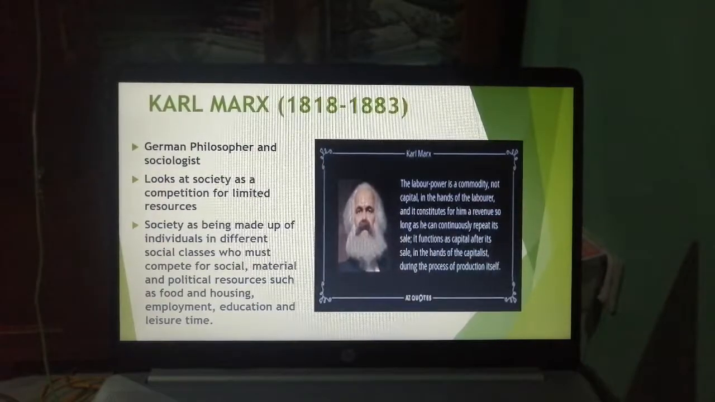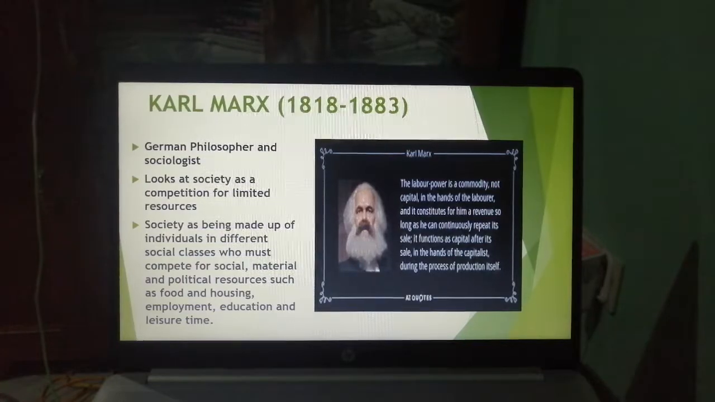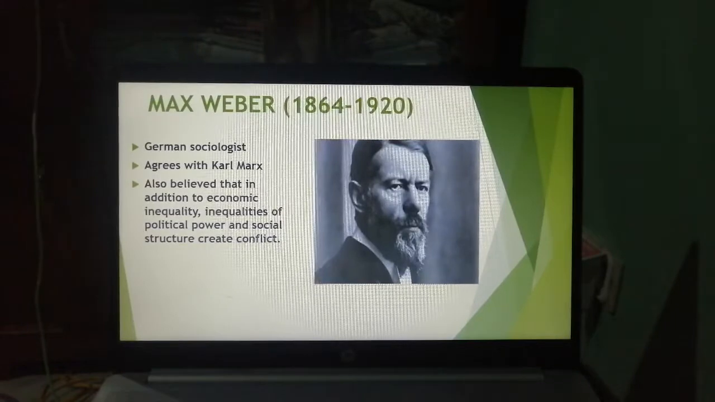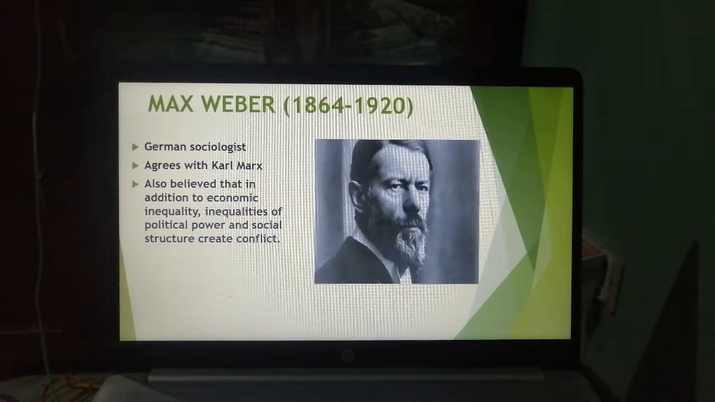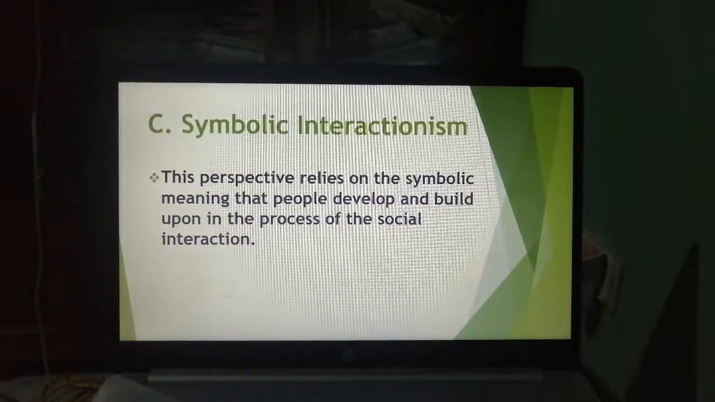Social institutions like government, education, and religion reflect this competition in their inherent inequalities and help maintain the unequal social structures. Next to Karl Marx was Max Weber. He is a German sociologist born in 1864 and died in 1920. He agrees with Karl Marx, but also believed that in addition to economic inequality, inequalities of political power and social structure create conflict.